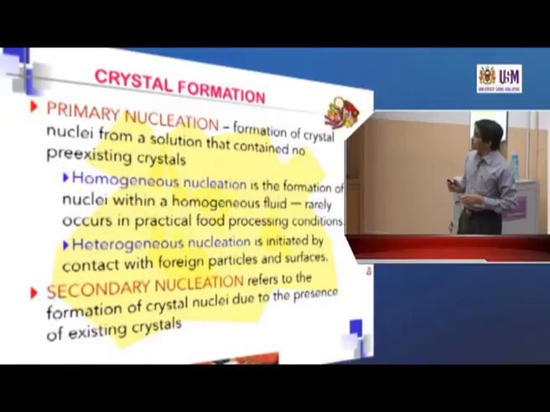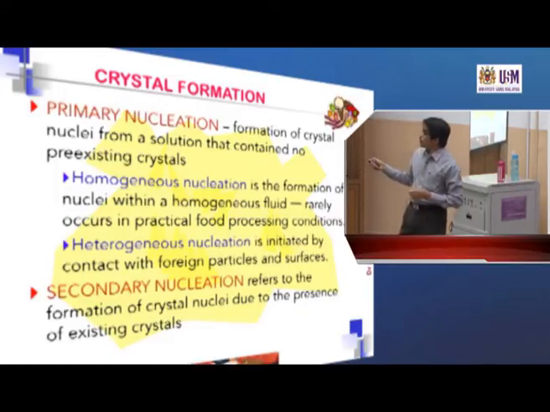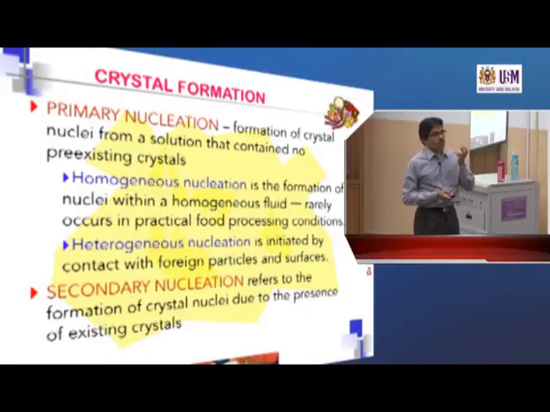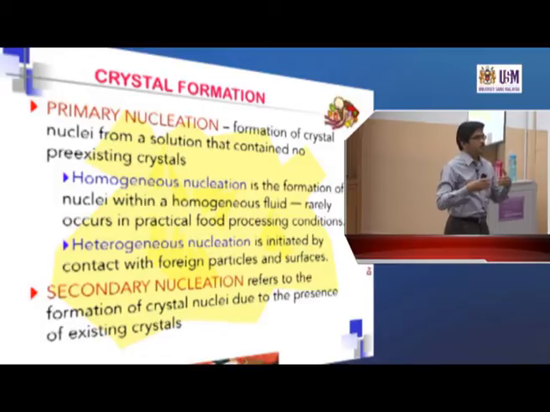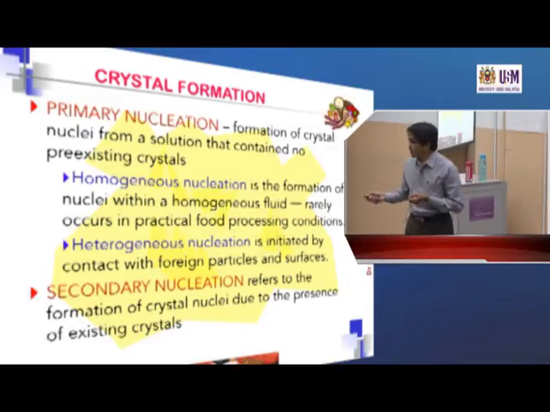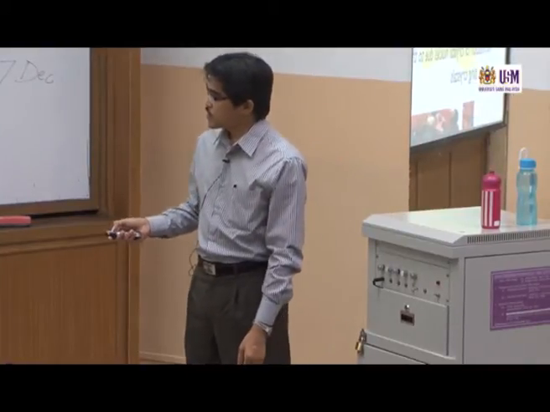So I have gone through this formation of crystal nuclei, primary nucleation from a solution that contains no pre-existing crystal. So homogeneous nucleation is the formation of nuclei within a homogeneous fluid. Rarely occurs, yeah? Because in the food system, it is very difficult to get a very pure homogeneous system. There are always some foreign particles present in the system, and they can also participate in the crystallization process. So more commonly, we get heterogeneous nucleation initiated by contact with foreign particles and surfaces. Secondary nucleation refers to the formation of crystal nuclei due to the presence of existing crystal.